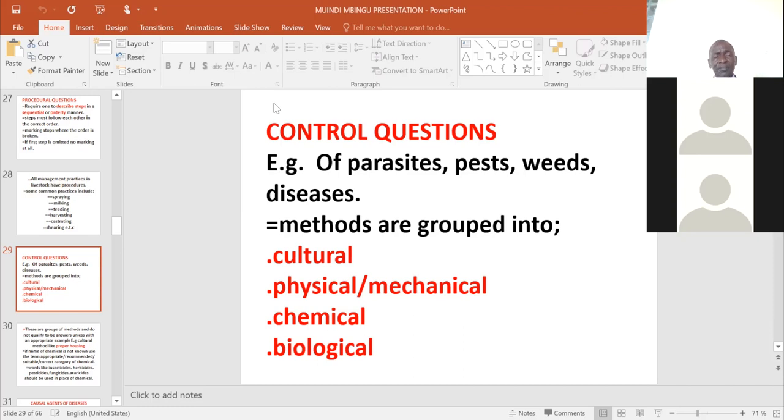I want to repeat that. Where you are asked to give control measures, especially in essay question or section B, please ask yourself whether the control measures are categorized or not, so that you pull out one control measure from each and every category for you to be able to garner 4 marks.